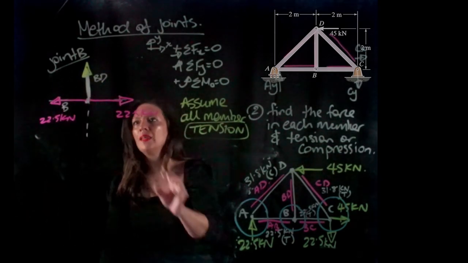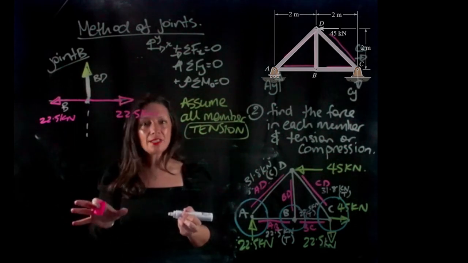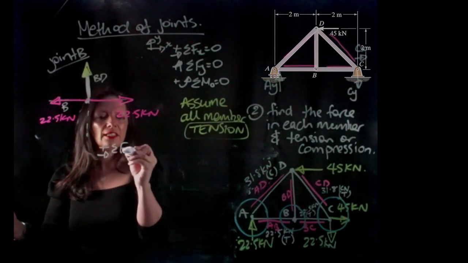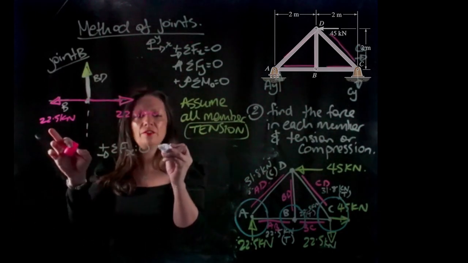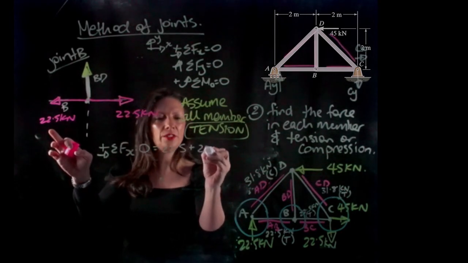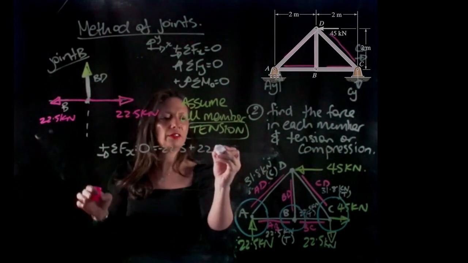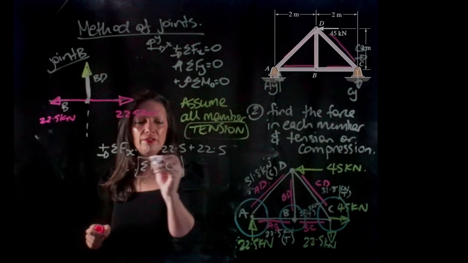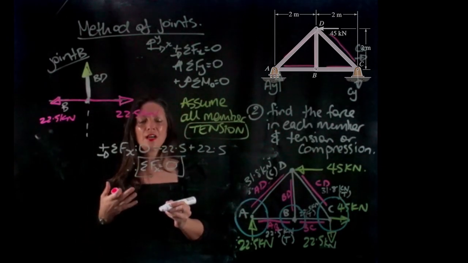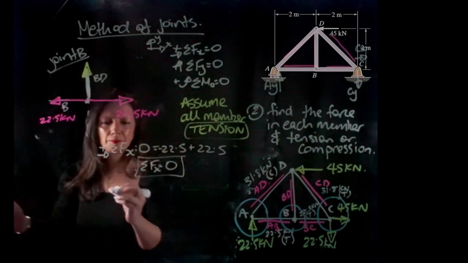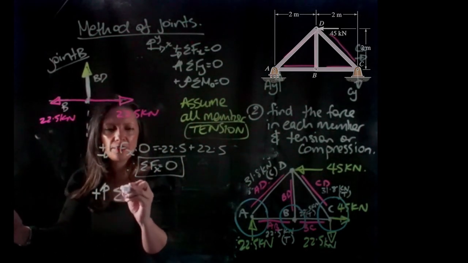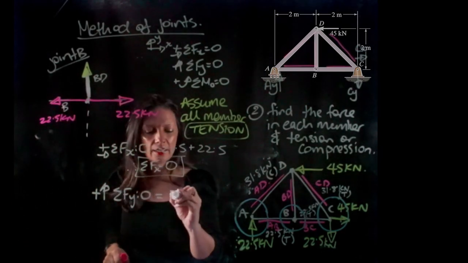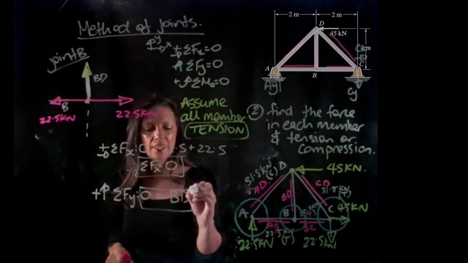So, if I take a look at this, the sum of the forces in the x direction needs to equal 0 for my system to be in equilibrium. So if I do the sum of the forces in the x direction equals 0, I'm going to have minus 22.5 plus 22.5, and therefore the sum of the forces in the x direction is equal to 0. So therefore, I know that in the x direction, I am in equilibrium. Let's take a look at the y. So the sum of the forces in the y direction has to equal 0. And the only force I have in the y direction is BD. So therefore BD is equal to 0.